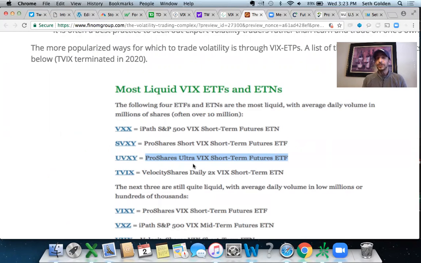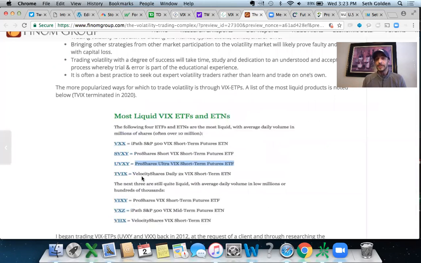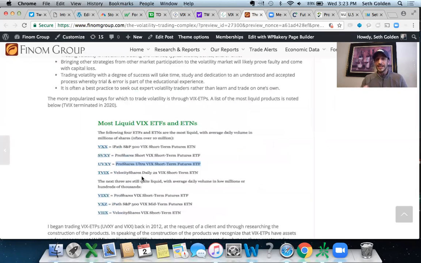UVXY, same thing. It used to be a 2X product, just like TVIX, but in 2018, they deleveraged, which is de-risking the fund, to 1.5. And at this point, it is the most leveraged. It is the one that I trade more often, as opposed to the one I own more often short, which is VXX. So these are just some of the VIX exchange traded products that you can engage with and trade.